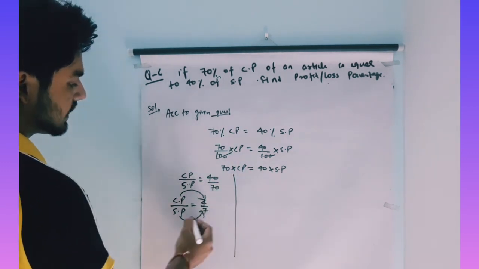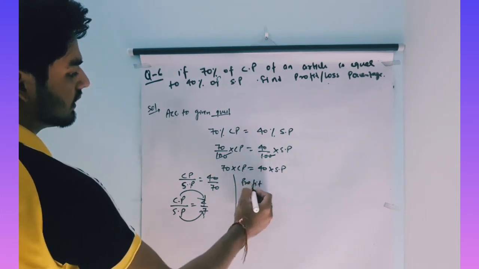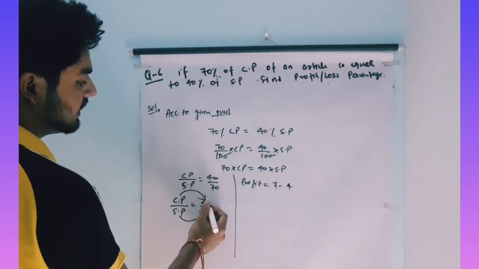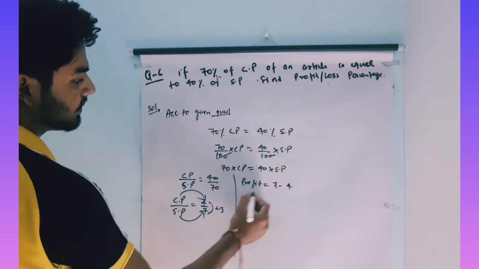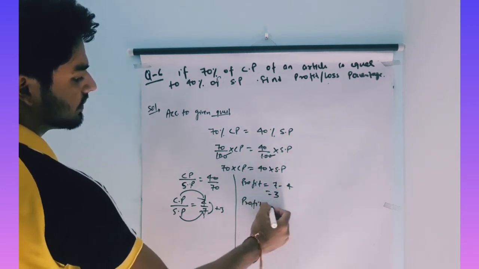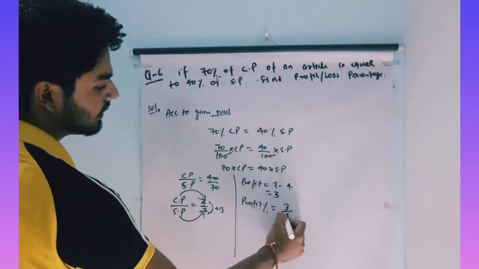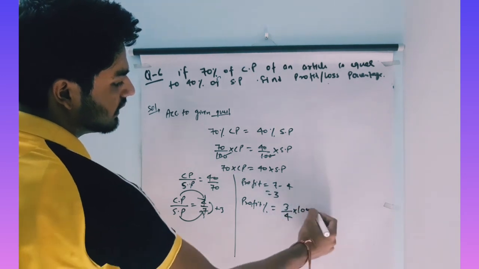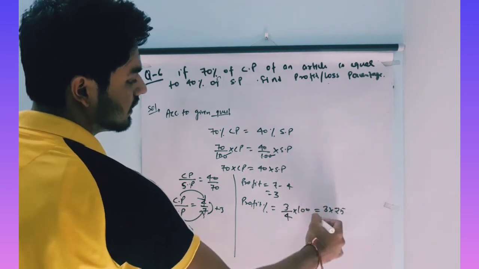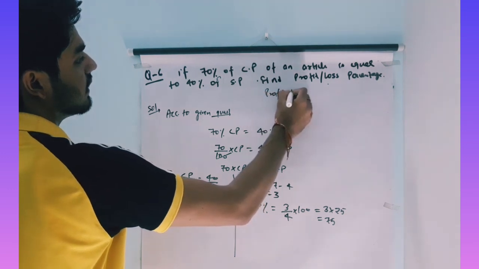And we know that since SP is greater than CP, there is a profit. We get 7 minus 4, SP minus CP, so profit is equal to 3. So profit percentage is equal to profit divided by CP, which is 4, multiplied by 100. We get 3 multiplied by 25. We get 75. So profit percentage is equal to 75%.